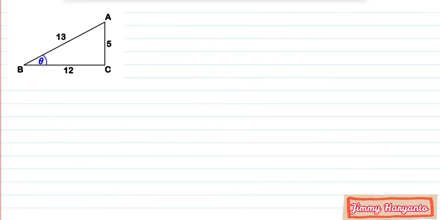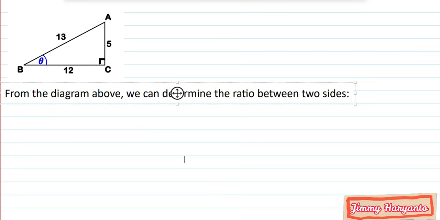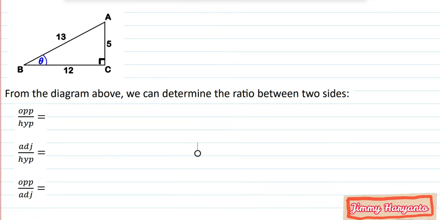And then next, I have an example like this. I have a triangle ABC with a right angle at C. And then I have the length of BC equals 12, AC equals 5, and AB equals 13. From the diagram above, we can determine the ratio between two sides like this: opposite over hypotenuse, adjacent over hypotenuse, and opposite over adjacent.